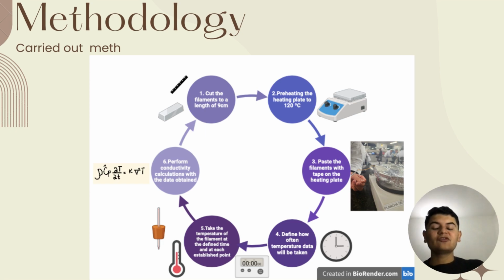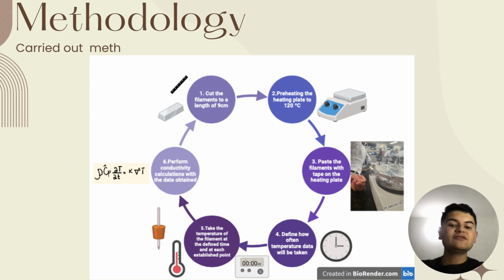Well, now for the methodology that we carried out in the laboratory, the first step was to cut the filaments to a length of 9 centimeters. It's important to mention here that we cannot obtain exactly 9 centimeters for all the filaments. For example, for the rice husk we have a length of 8.7 centimeters. For the graphite and PLA we have 8.9. But for the calculation, we just rounded these values to 9 centimeters.